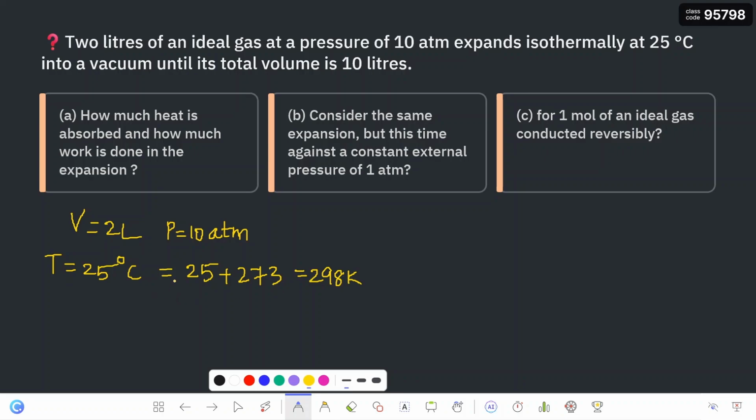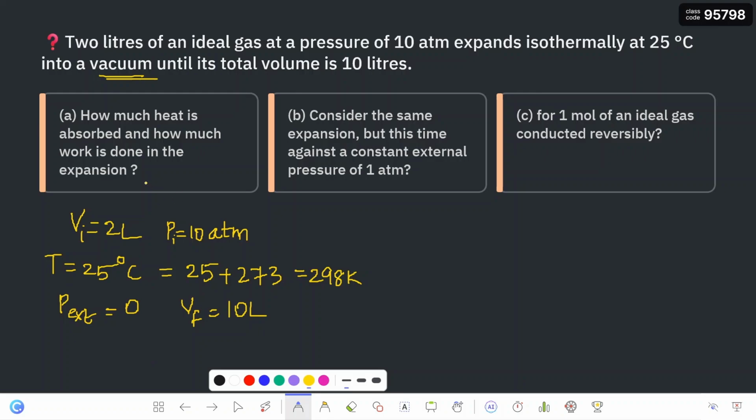Okay. Then it is written, it is getting expanded into a vacuum. Vacuum means it is free expansion. That means P external, this is the internal pressure of gas, external pressure will be equal to 0. There is no pressure until the total volume is 10 liter. So initial volume Vi is 2 liter. Vf, when it is getting expanded, is 10 liter. So these are the values given.